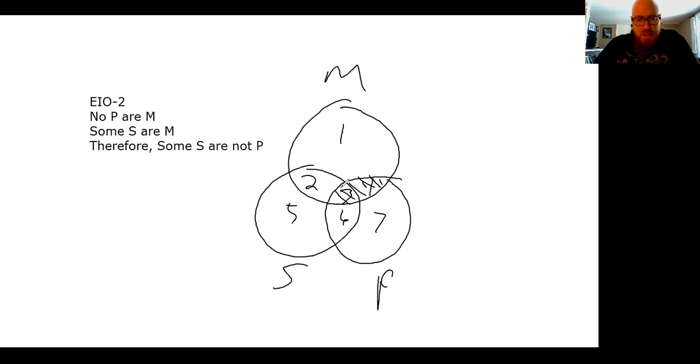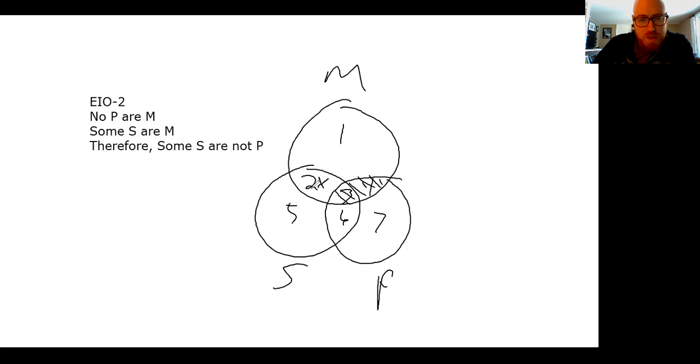Now, since I know that region 3 or quadrant 3 is empty, the only place that I can put an X is here in region 2. Okay, so anything in region 2 is both S and M. Anything in region 3 is both S and M. But since region 3 is empty, why? Because no P's are M's, which means that region 3 has to be empty. The only place I can put my X is in region 2.